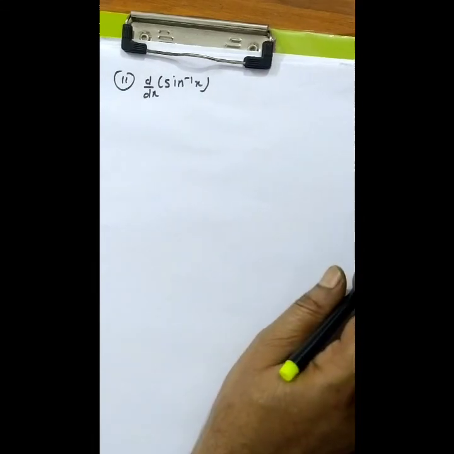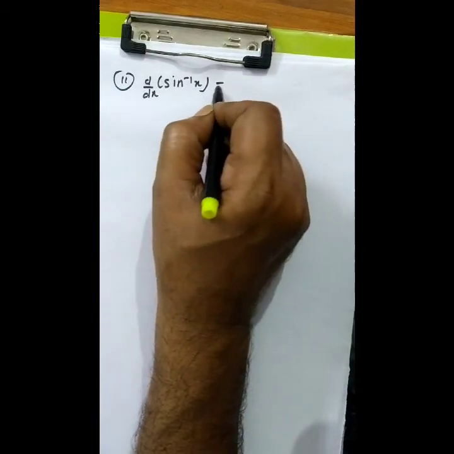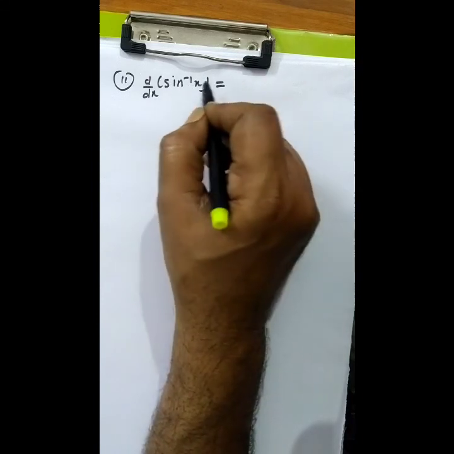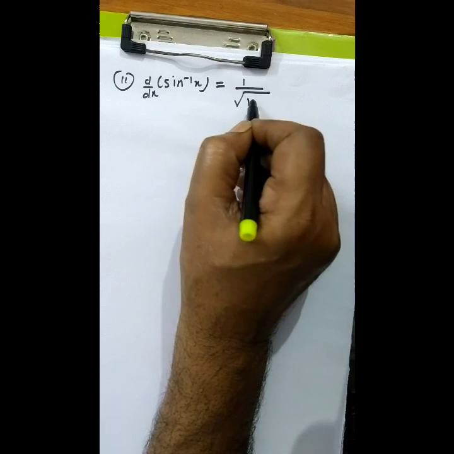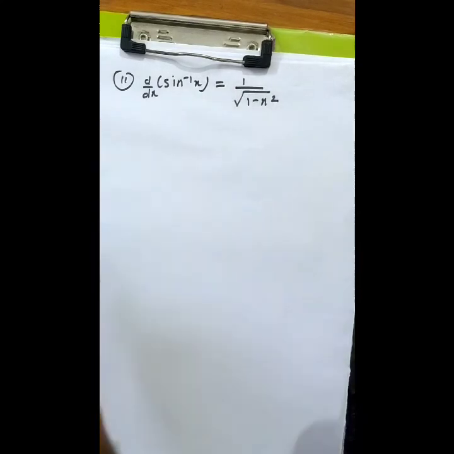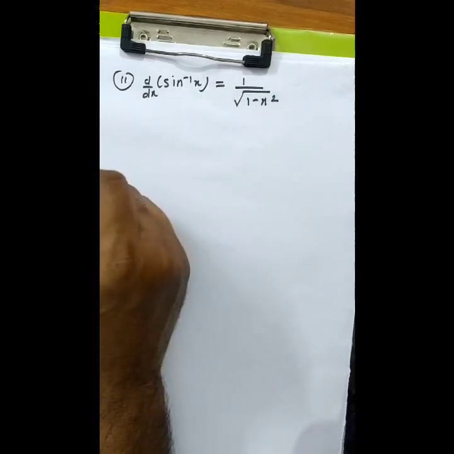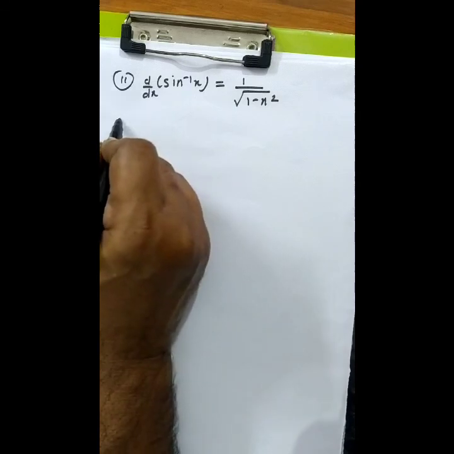You have already learned inverse trigonometric functions this year, so we'll be adding the derivatives of these two standard forms. The derivative of sine inverse of x is 1 divided by root of 1 minus x square. So what is the derivative of sine inverse of x? 1 upon root of 1 minus x square.